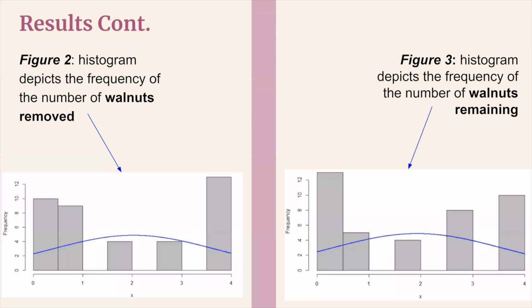So this means that in more cases between both treatments, 4 walnuts of 4 were removed total, and this means in figure 3 with the walnuts remaining that there would be a higher frequency of 0 remaining if the most being 4 were removed. This also means that a lower frequency of walnuts removed and remaining were between 1 and 3 walnuts. It was an all or nothing scenario in which a squirrel would either take all 4 or not take any at all.